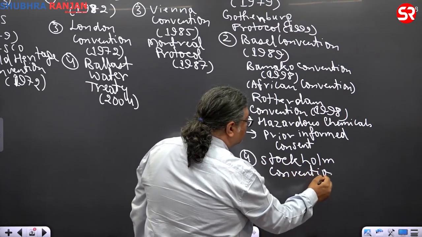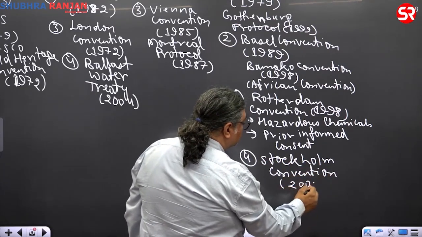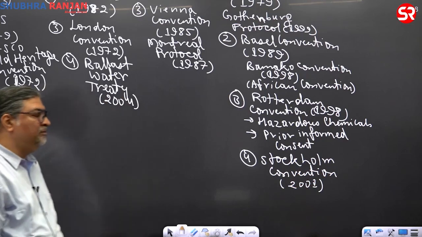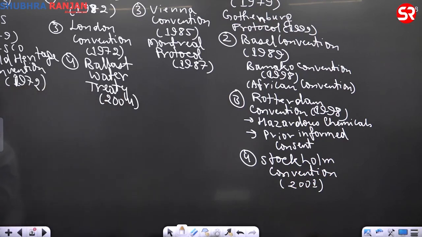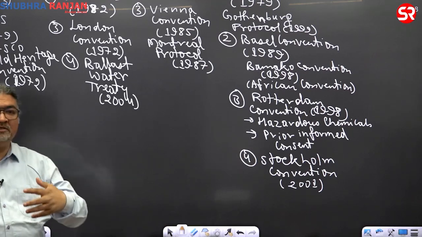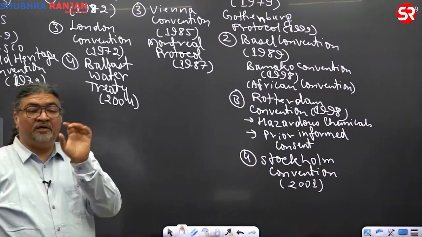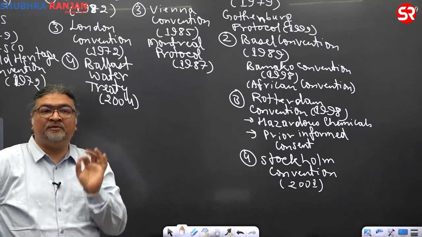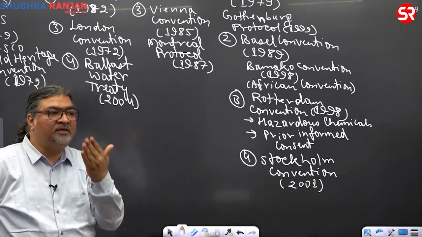Now, Stockholm Convention is 2001, the beginning of the millennium. Remember that we have discussed the Stockholm Conference, that's in 1972. A conference is a summit meeting, but now you are talking about a convention. What is a convention? An agreement, a multilateral agreement.